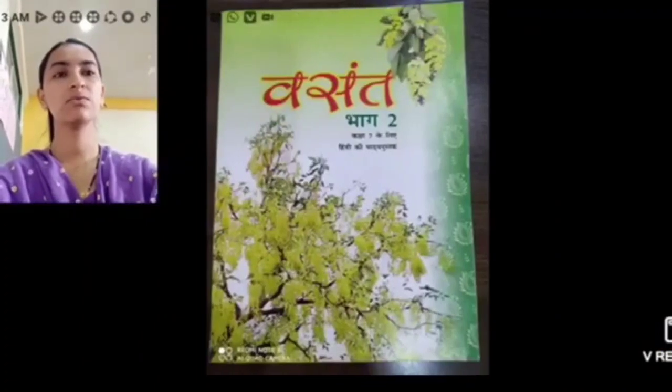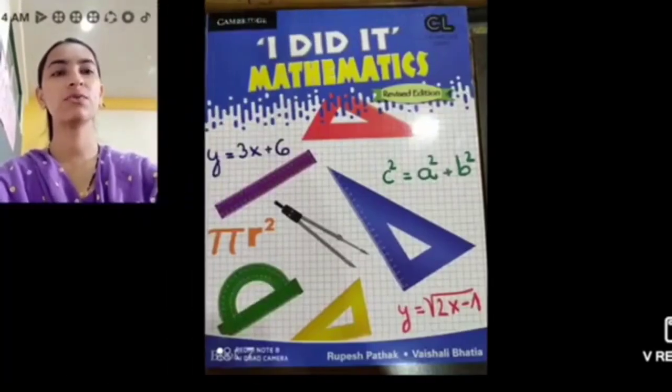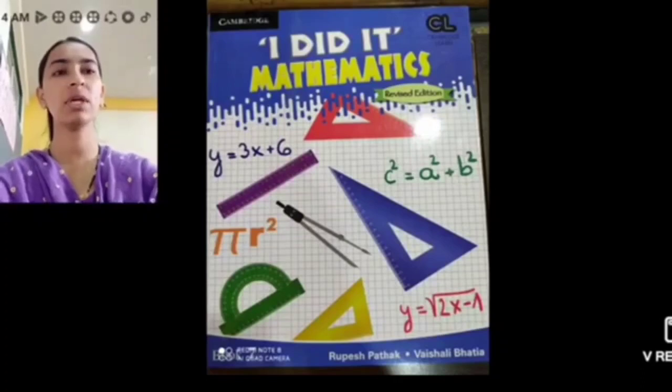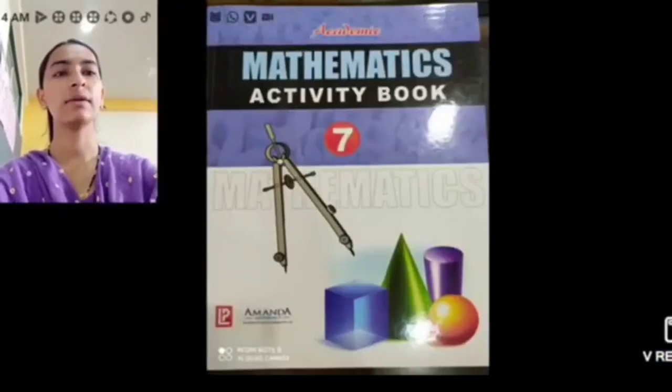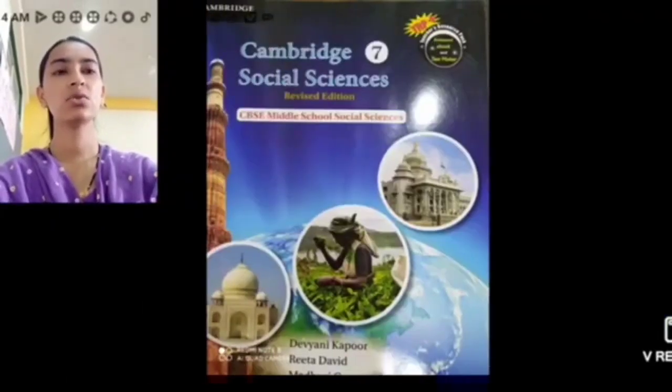Now next is for Hindi. In Hindi you have Vasant Bhag 2 for 7th standard, and one more, Vyakaran Pravah, in that you have grammar. The next is for maths, in that you have the I Did It mathematics textbook, and the activity book also. Okay students, the next is social science, only one textbook for social science.